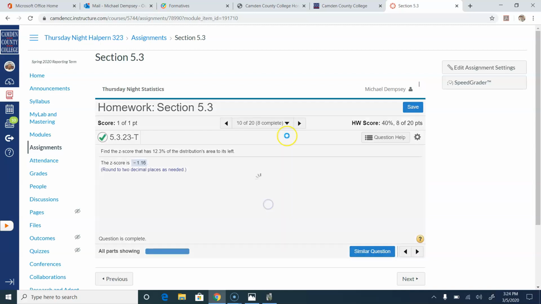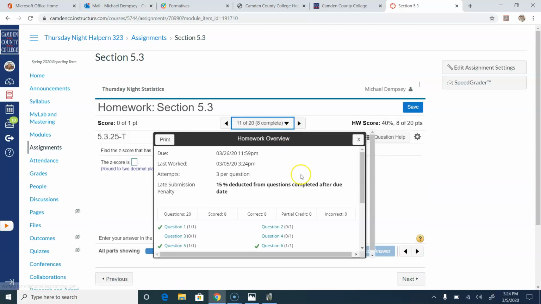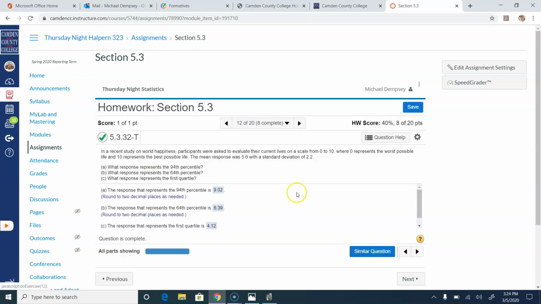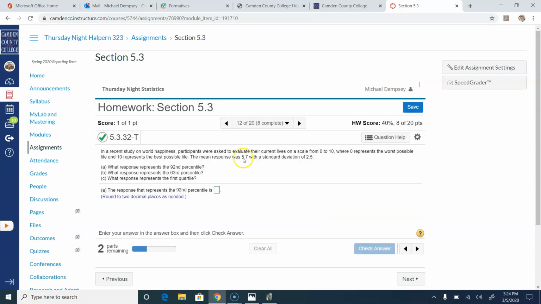Okay, so that was number 10. Let me take a peek at number 12 in case that one looks a little different. Try to get multiple different looks to this. Here we have 92nd percentile, 63rd percentile, first quartile. So area to the left for 92nd percentile is 0.92. Area to the left for 63rd percentile is 0.63. And the first quartile, the area to the left of that would be 0.25.